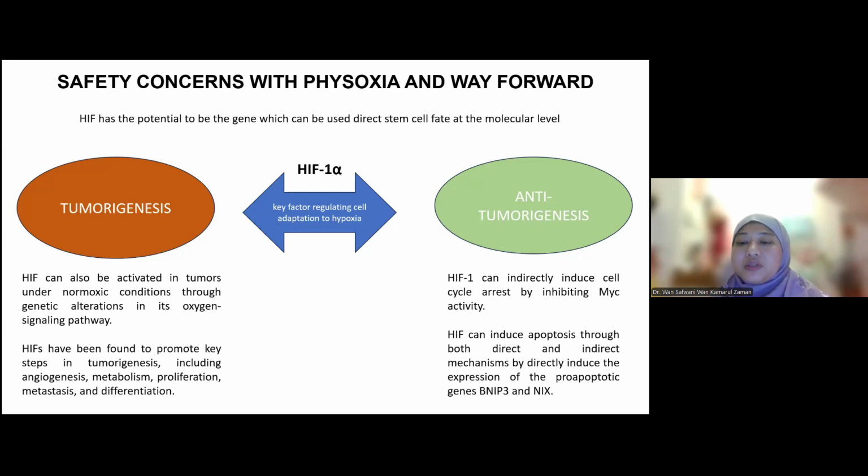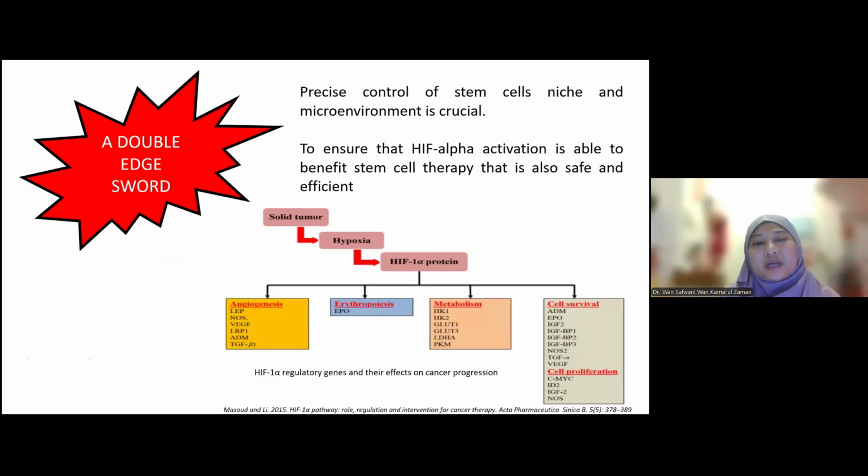This could be due to its activity in inducing the expression of BNIP3 and the NIX genes, which promote pro-apoptotic activity. So again, it's pretty much a double-edged sword condition, whereby this tells us that precise control of the environment, the stem cell niche, is very important. So in terms of controlling the oxygen level, we have to ensure that the HIF-1 alpha activation is able to benefit the stem cell therapy, so that whatever therapy we offer to the patients will be safe and efficient.